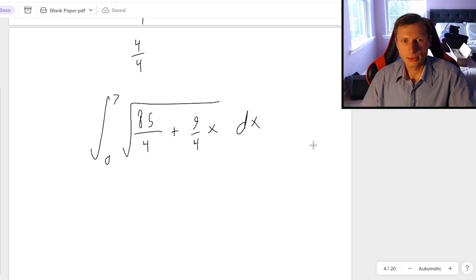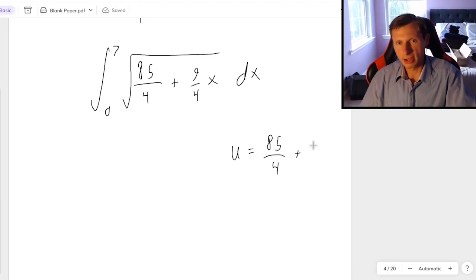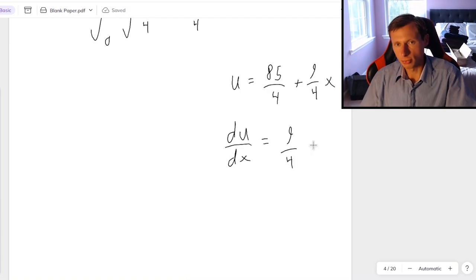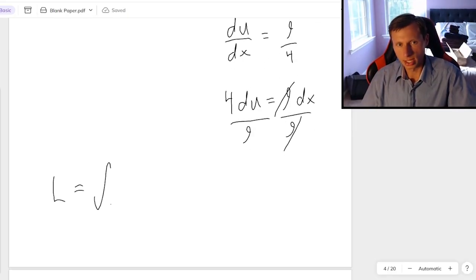Okay. And now in case you forget how to solve this, this is just an easy u substitution. U is going to equal the thing inside the square root, 85 fourths plus 9 fourths x. du dx, the derivative, is just going to be 9 fourths. At this point, I want to solve for dx, so I cross multiply, and then I'm going to divide both sides by 9, and there's my dx, 4/9 du. So now my integral is looking like the integral from 0 to 7. Technically those bounds change when I do the u substitution, but I'm going to change them back at the end, so ignore what I just said.